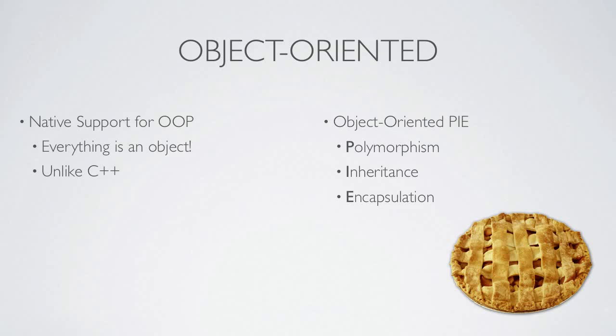Java supports, encourages what I like to call object-oriented Pi. Do y'all like Pi? I love Pi. In this case, Pi means polymorphism. So that's the ability to treat objects in different ways depending on the circumstance. The object kind of morphs into the right shape.